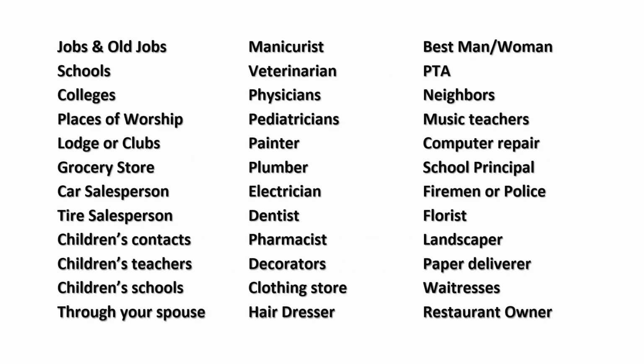Here's a list, not even a comprehensive list, of your sphere of influence: from your jobs before real estate, or other jobs you have while you're in real estate, or old jobs you've had in the past, schools you've gone to, all the way to grammar school, colleges you've gone to, places of worship, lodges or clubs, grocery store, people you meet, people who work there, tire salespeople, children's contacts, children's teachers, children's schools, people your spouse knows, manicurists, veterinarian, physicians, pediatricians, painter, plumber, electrician, dentist, pharmacist, decorators, clothing store, hairdresser.